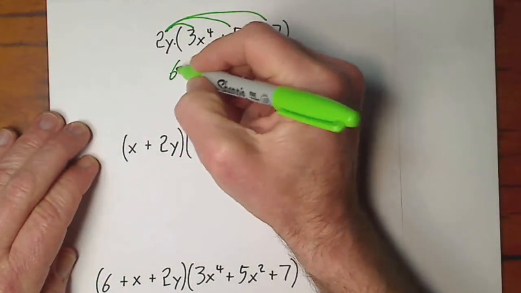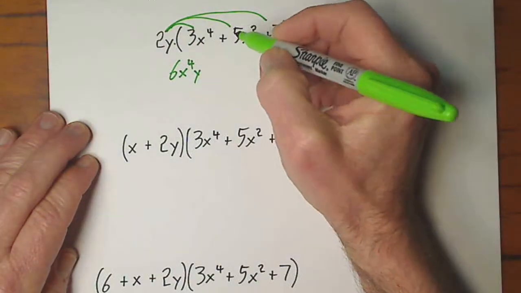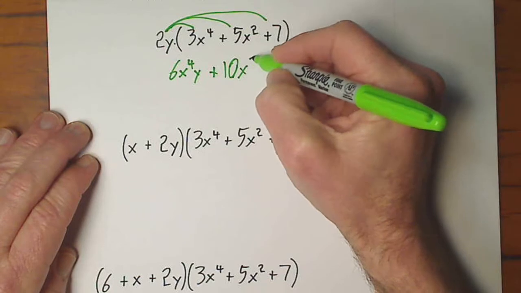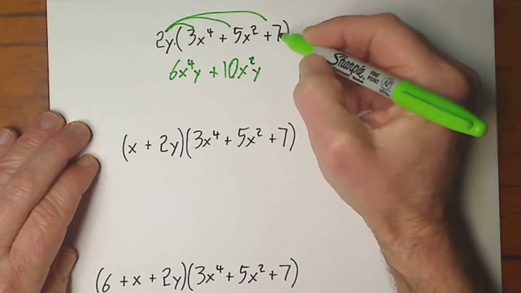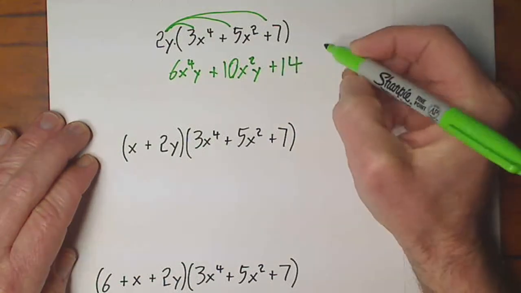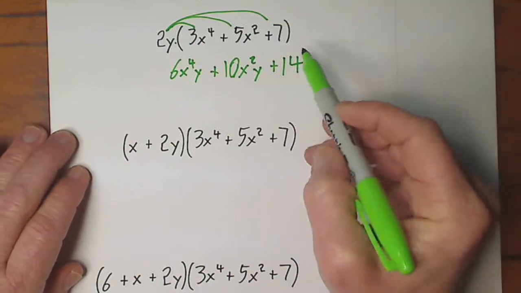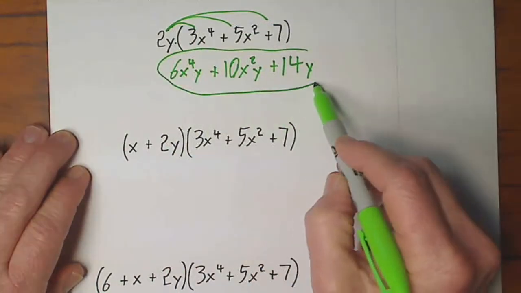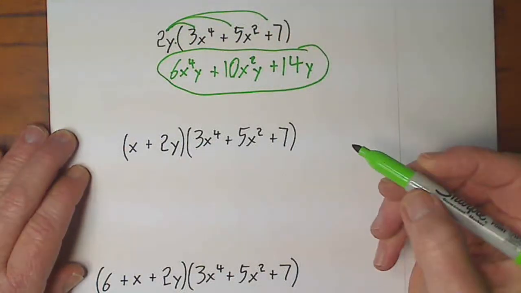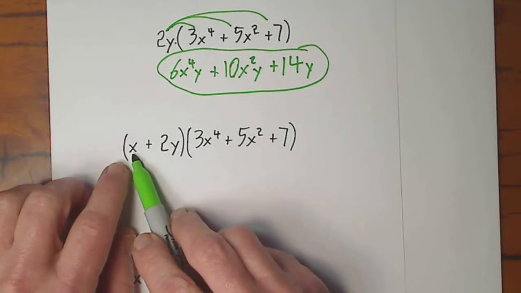That's going to give us 6x to the fourth y. Over here we'll have plus 10x squared y. And then over here we'll have plus 14, and this y just comes along for the ride. Okay? So this would be the solution to distributing 2y to each term. All right? But here you have to distribute not only the 2y, but you also have to distribute the x.